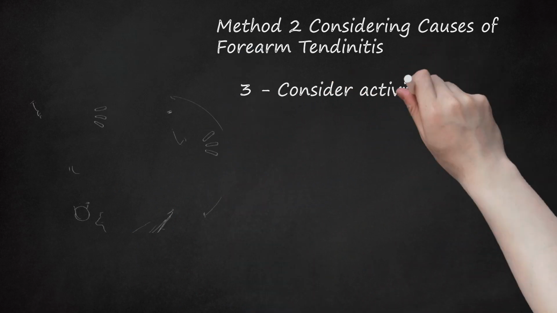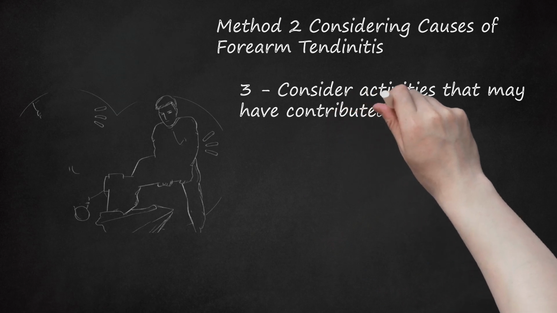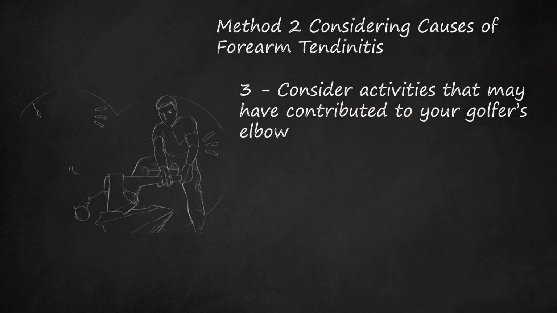3. Consider activities that may have contributed to your golfer's elbow. Although named after the sport of golf, golfer's elbow can also be caused by other sports that involve gripping and/or throwing motions, such as baseball, football, archery, or javelin throwing. Some other types of movement that may cause golfer's elbow include doing jobs that involve repetitive motion of the elbow, including computer use, gardening, chopping, or painting.